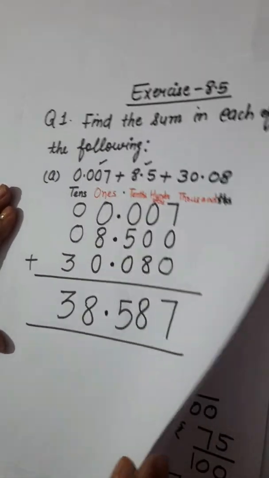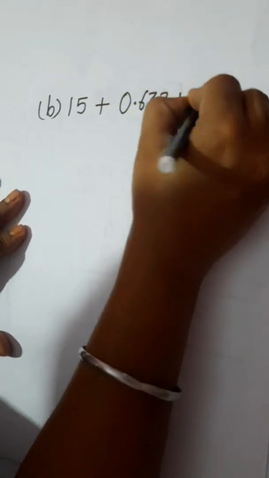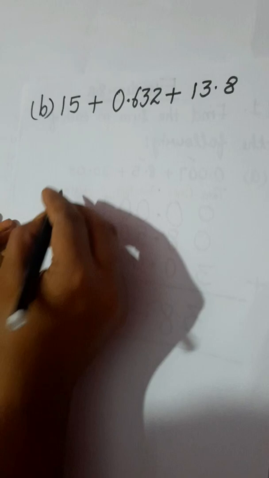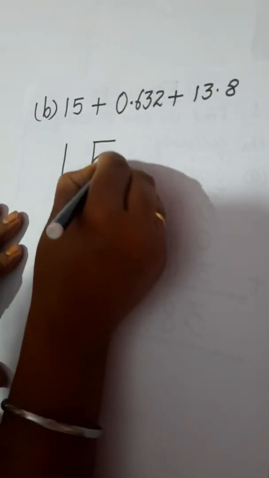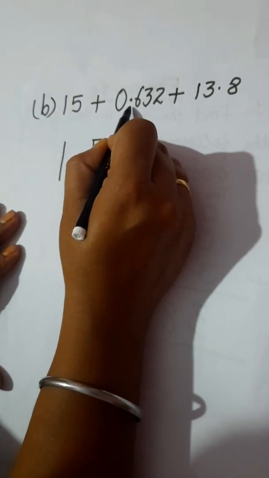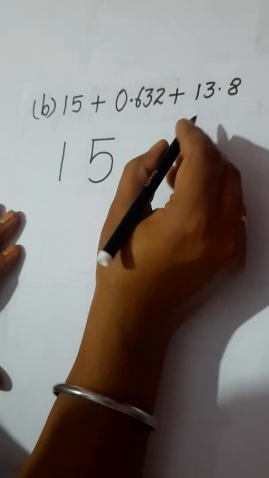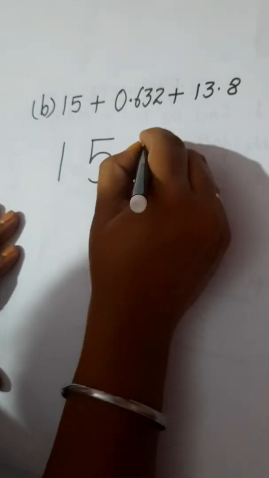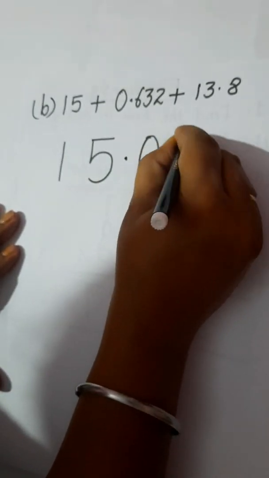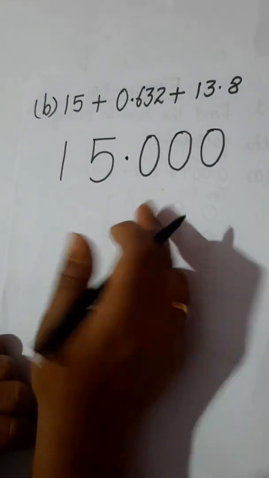Now next we have part B. Here part B is 15 plus 0.632 plus 13.8. Firstly I will write this 15. The second and third numbers are in the form of decimals, so here I will write 15.000. This can be written as 15.000.